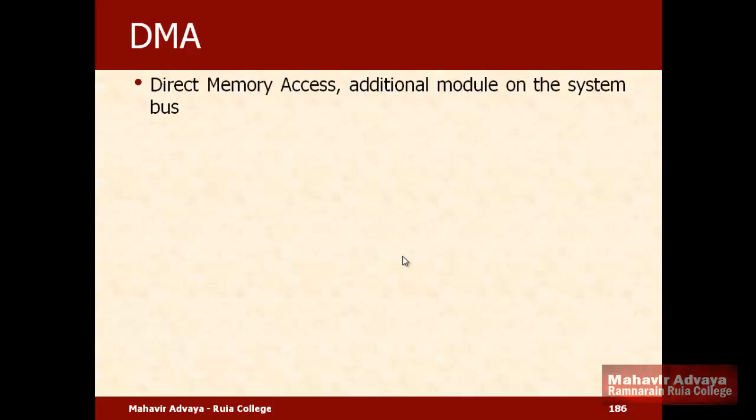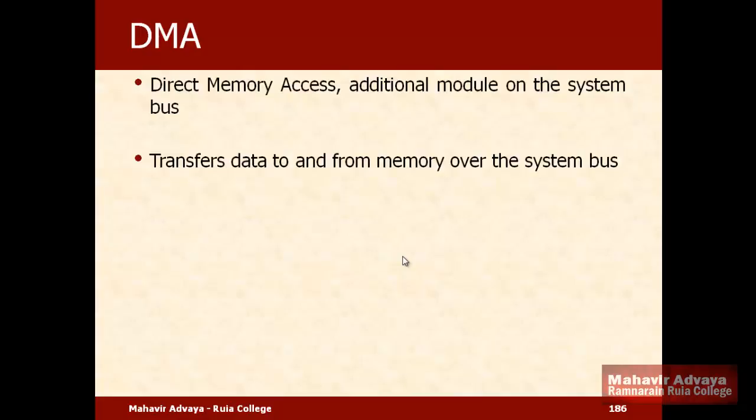The direct memory access module, DMA, is an additional module on the system bus that takes care of moving data from the input devices to the memory. It transfers data to and from memory over the system bus. So whenever the processor requests some data from the input devices, the DMA is responsible for transferring the data to and from memory over the system bus. Whenever there is a data transfer between the input devices and the memory, DMA takes over the system bus and transfers the data without the processor's intervention.